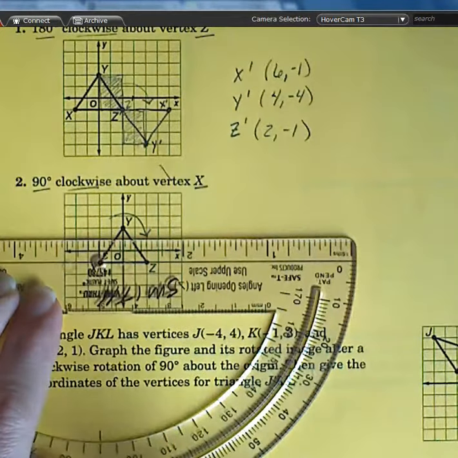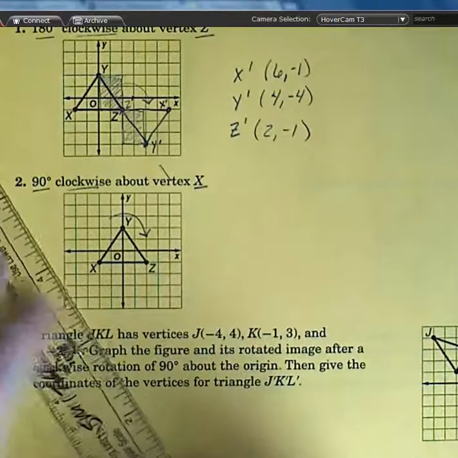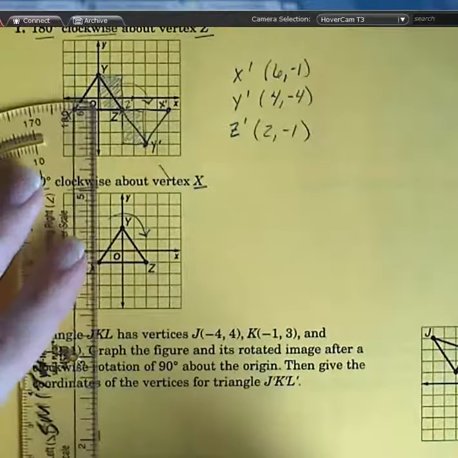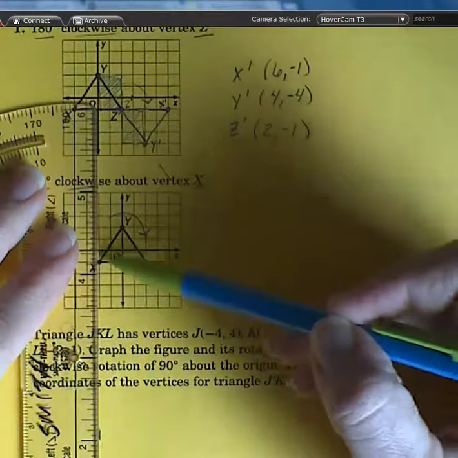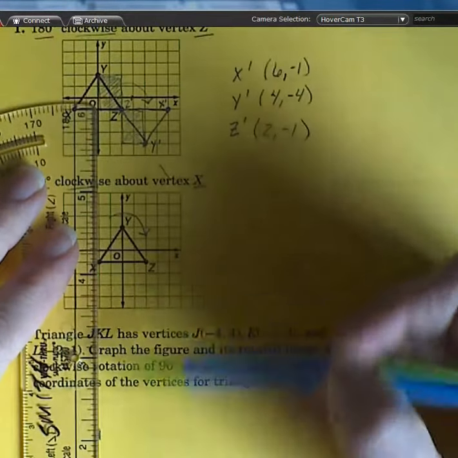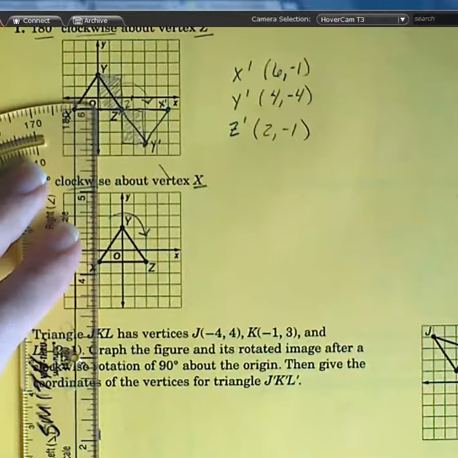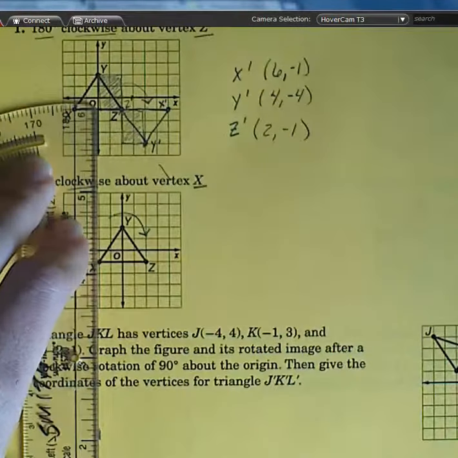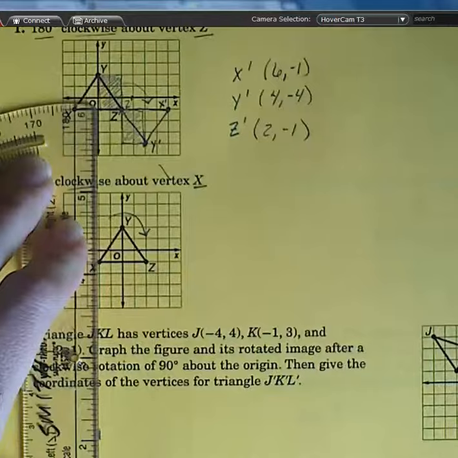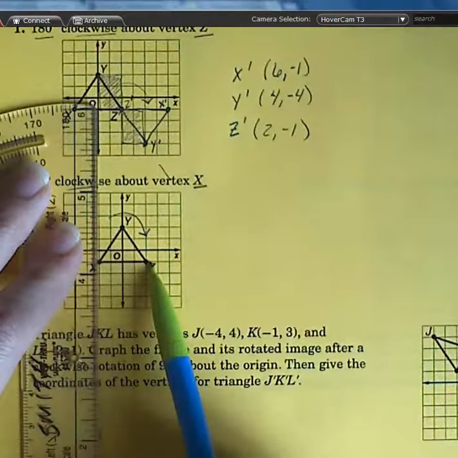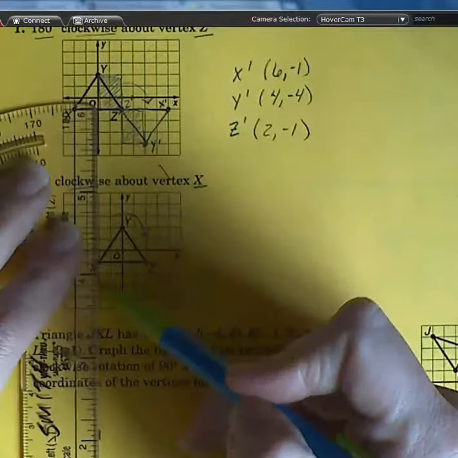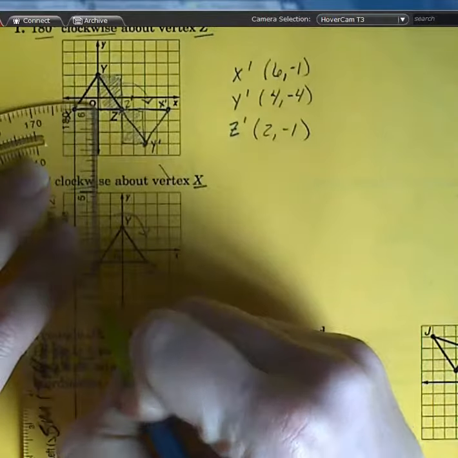Just make a mark. Okay? So Z prime had better be somewhere between here and here, because this is 90 degrees. So now it has to be somewhere on that line. How many spaces away does it have to be? 4. It has to be what, Trey? 4. Good, because it's 1, 2, 3, 4 spaces away here. It has to be 1, 2, 3, 4 spaces down.